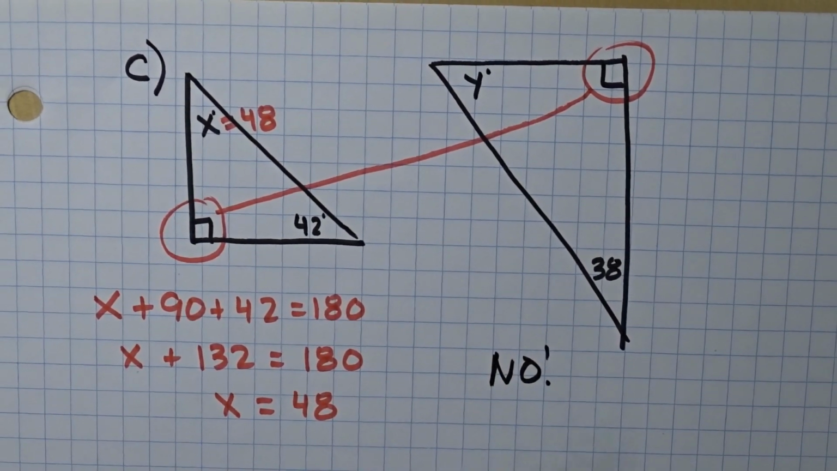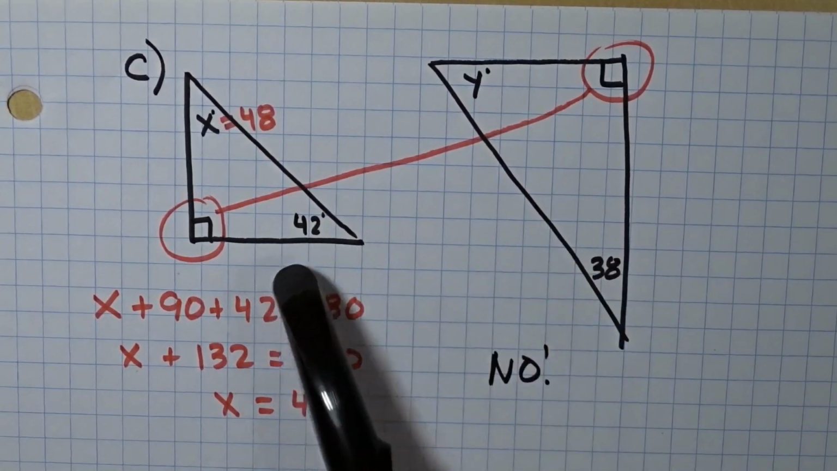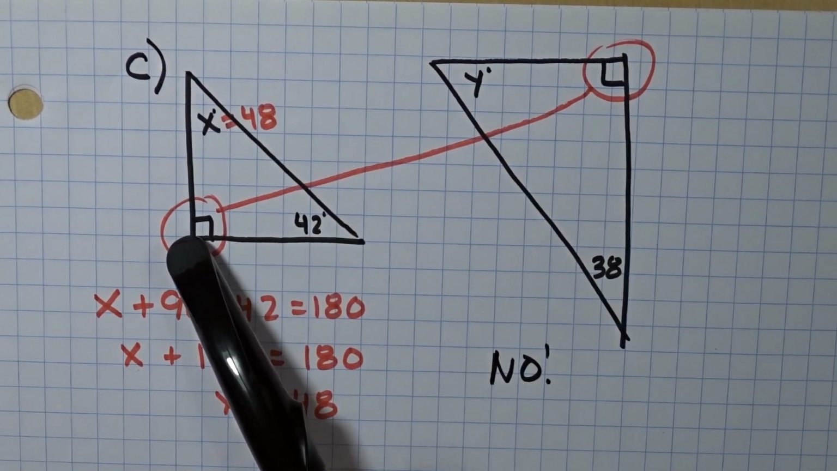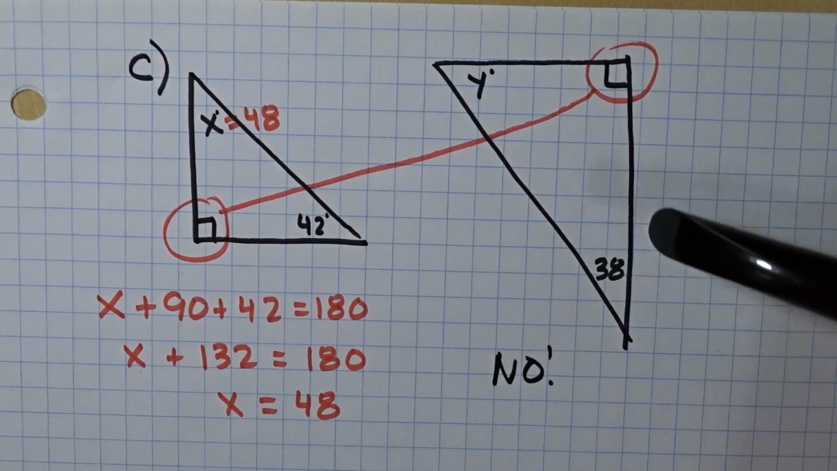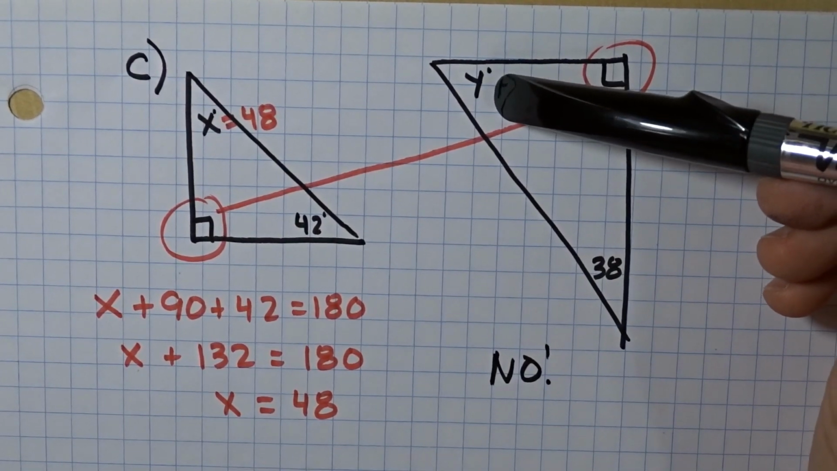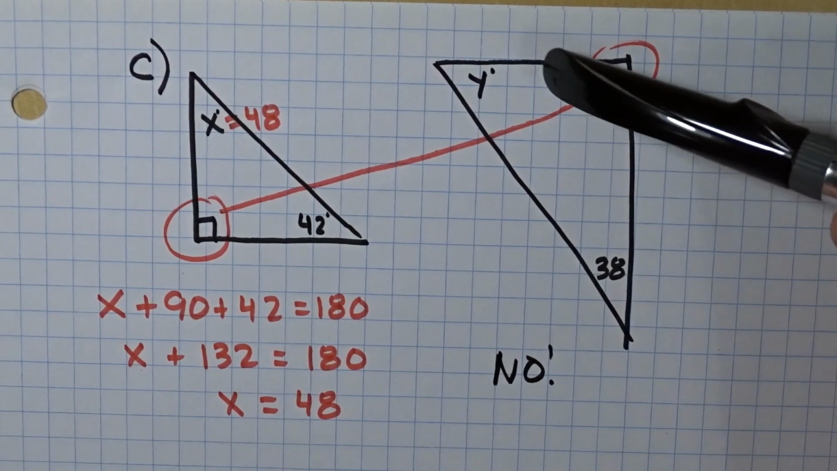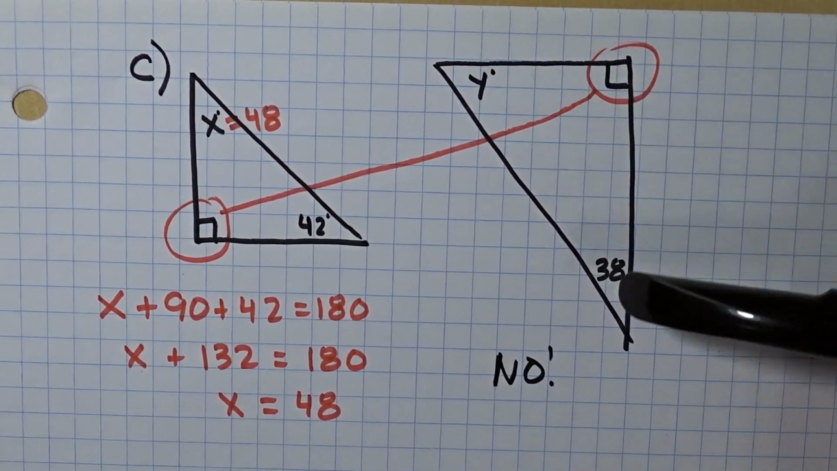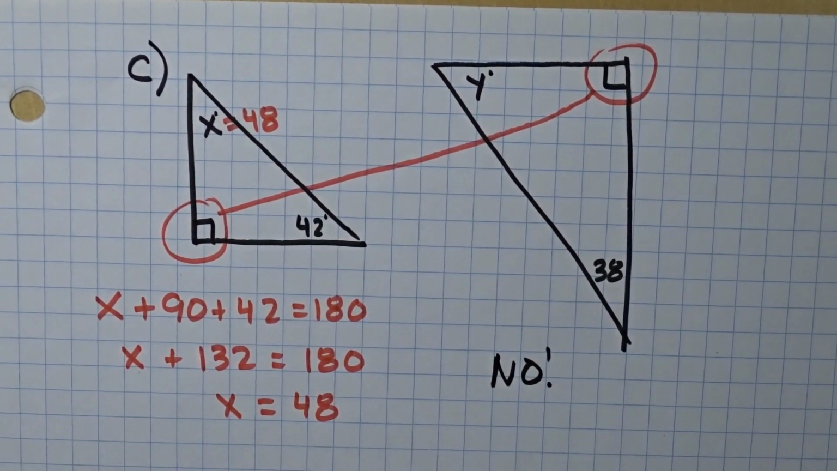All right, so if you're thinking, why don't we check if Y is 42? Well, if we already know that 48, 42, and 90 make 180, we have here that 90 and 38 and a third angle will have to be something other than 48 and 42. There's no way we can get a 42 here, because if we did, that would make this one have to be 48. So that's not possible.